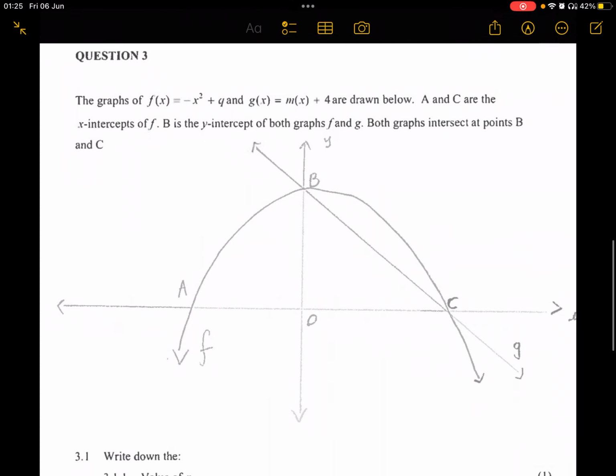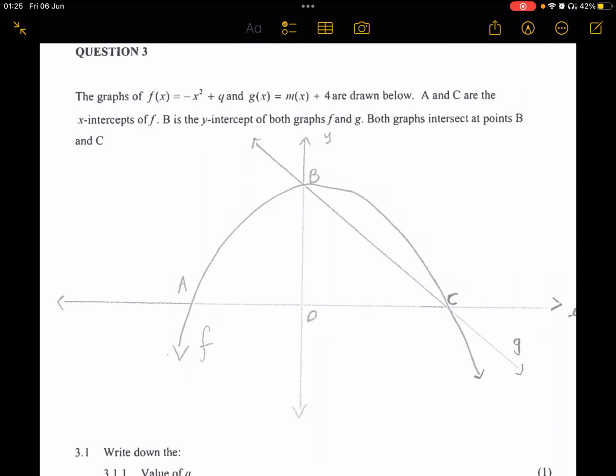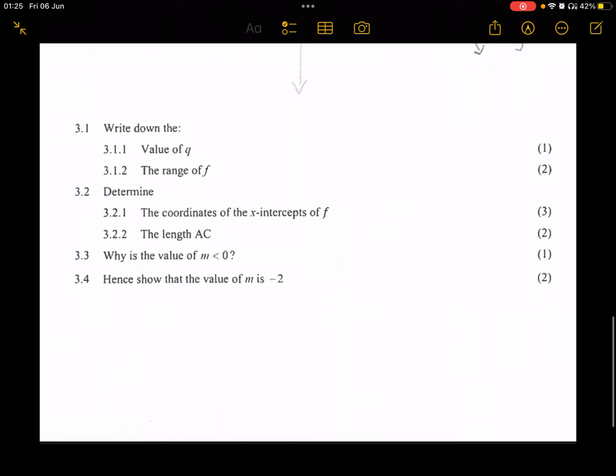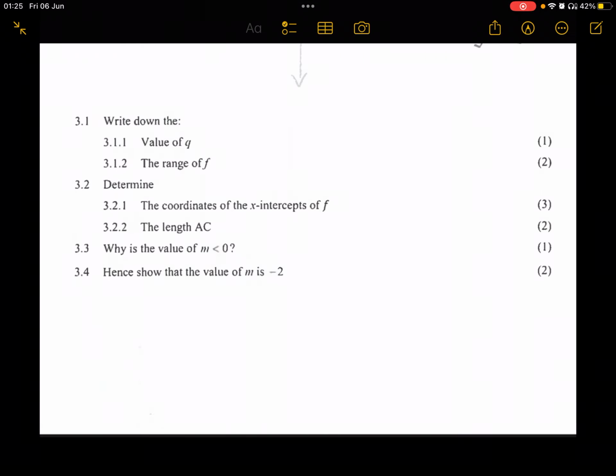Well, the sketch was not printable, so we had to redraw the graphs, whereby A and C are the x-intercepts of f, B is the point of the y-intercept of both graphs f and g, and both graphs intersect at point B and point C. First question says write down the value of q.